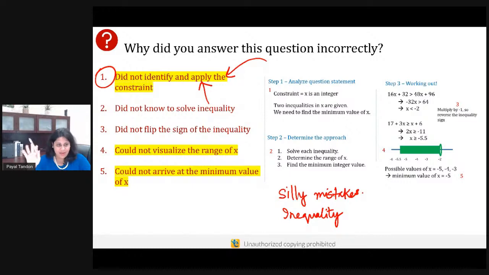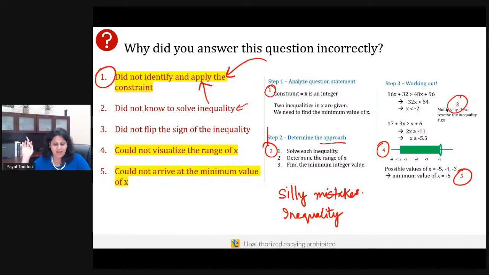In fact, depending upon what your skill level is in inequalities, you may answer this question wrong because you don't know how to solve the inequality. These are the mistakes that I have already identified, the key steps over here. Now the solution is going to lay out these key steps for you. So you have to identify what step you faltered on. Maybe you weren't able to determine the approach. You saw two inequalities in X, and maybe you just thought that you have to add the inequalities or whatever. You are not that comfortable.